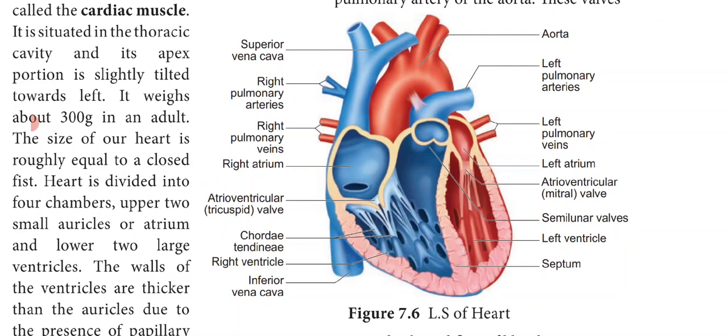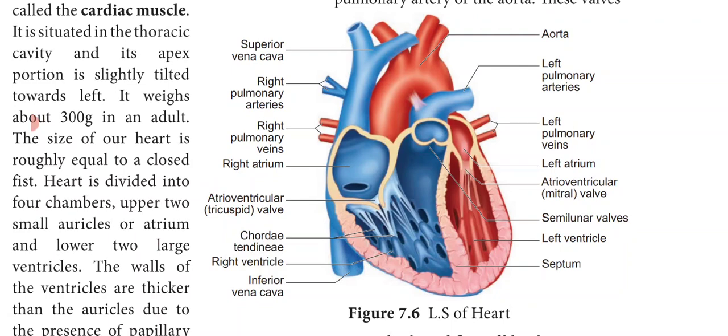The auricles communicate with the ventricles through an opening called the auriculoventricular aperture, which is guarded by the auriculoventricular valves. So a valve is present between the auricle and the ventricle, and through this valve only the auricle communicates with the ventricle. Aperture means a small hole, and this auriculoventricular aperture is guarded by the auriculoventricular valve.